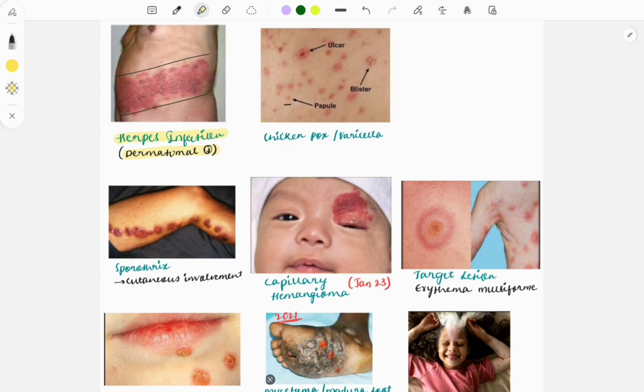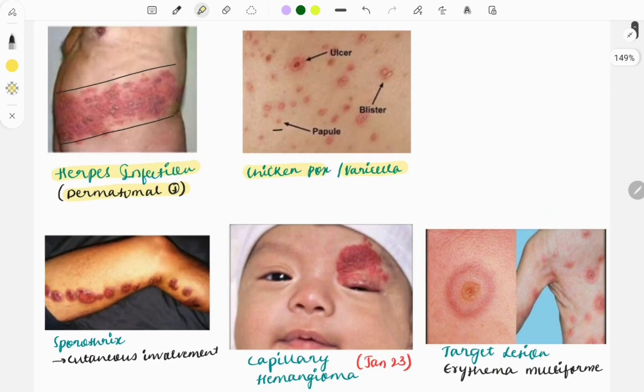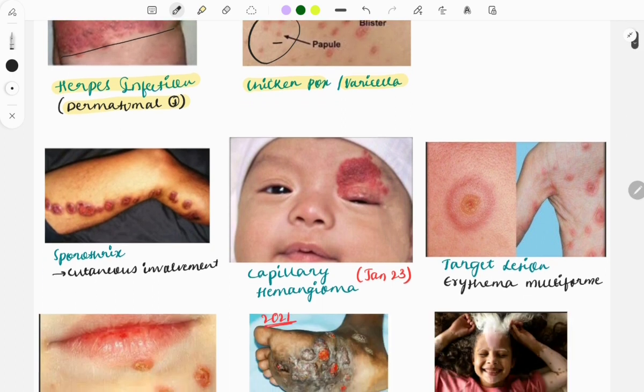The next image is that of chickenpox or varicella zoster. In this image you can see the morphology of the blisters. The morphology of the rash is varying. You can see the ulcer also, then the papules also, and blisters also. Such a presentation is seen with chickenpox. Moving on to the next question.